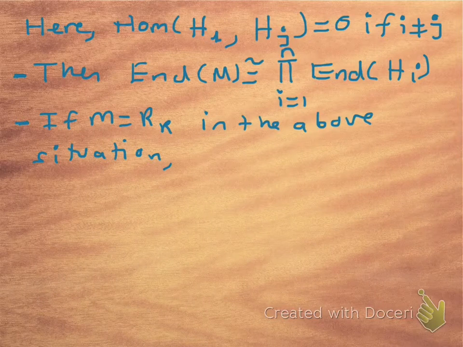So what happens, for example, when M is our ring R in the above situation? What happens is, well, two things.